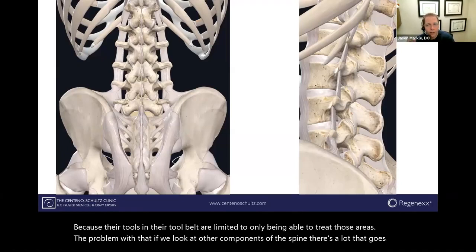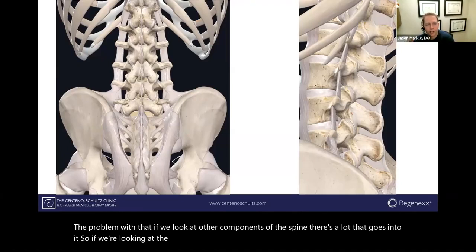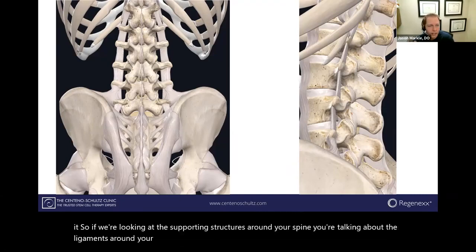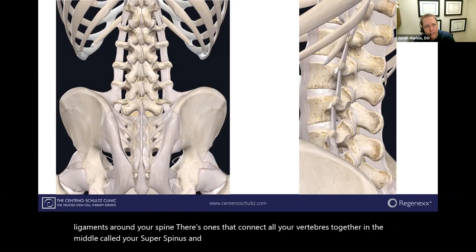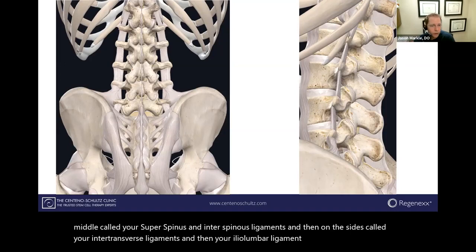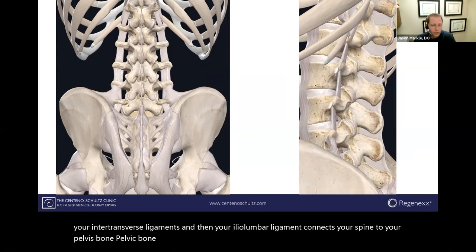If we're looking at the supporting structures around your spine, you're talking about the ligaments. There are ones that connect all your vertebrae together in the middle, called your supraspinous and interspinous ligaments. Then on the sides, your intertransverse ligaments. And then your iliolumbar ligament that connects your spine to your pelvic bone and your sacrum as well. So all these white areas are ligaments that hold your bone together.